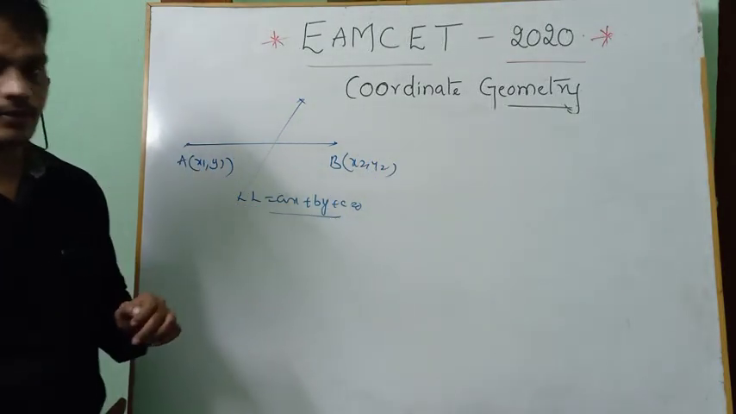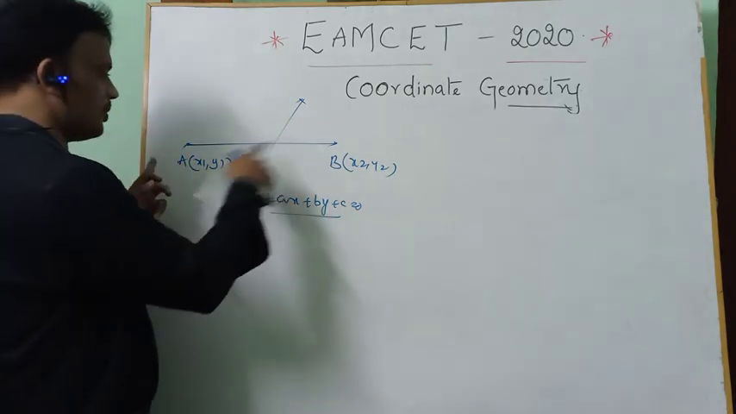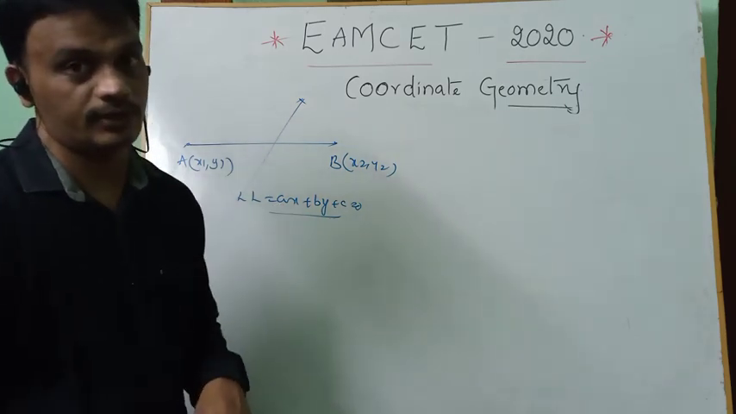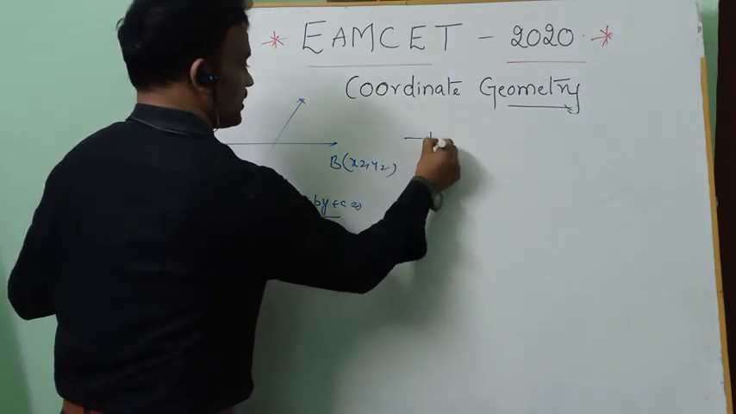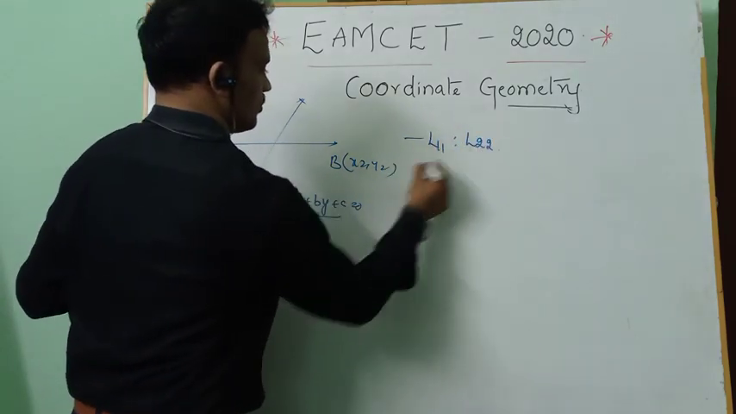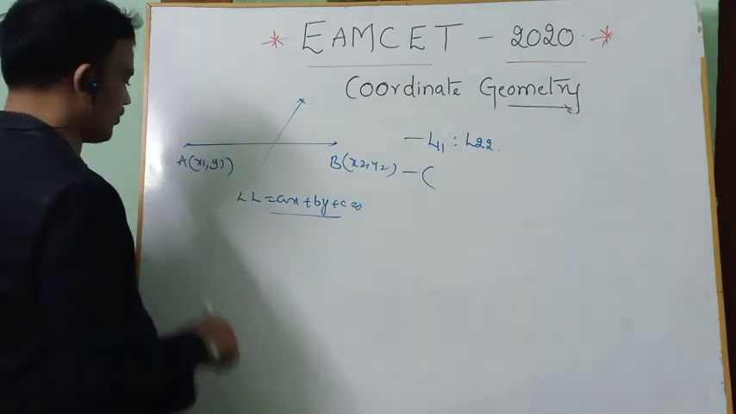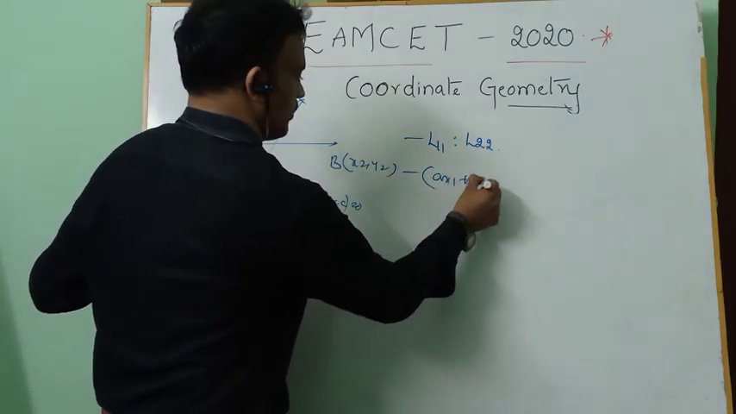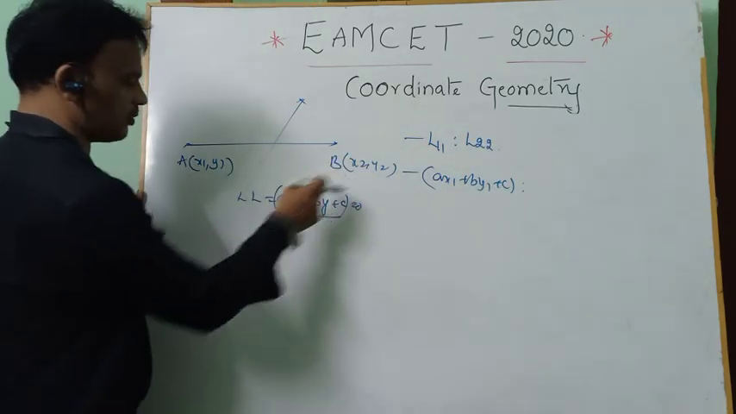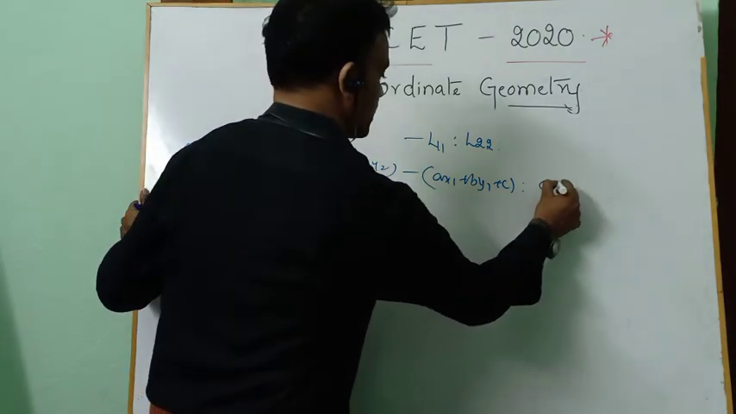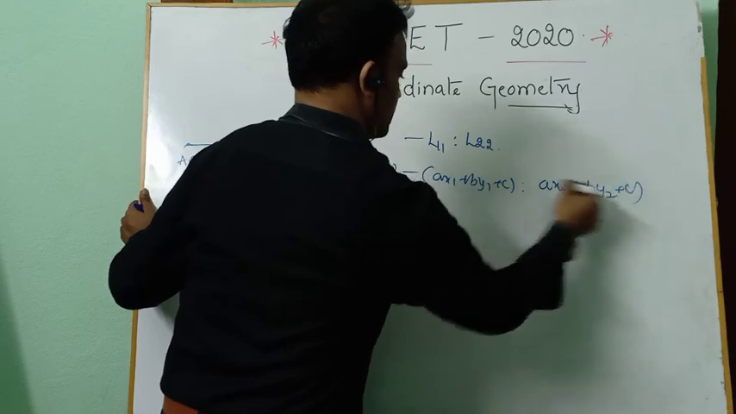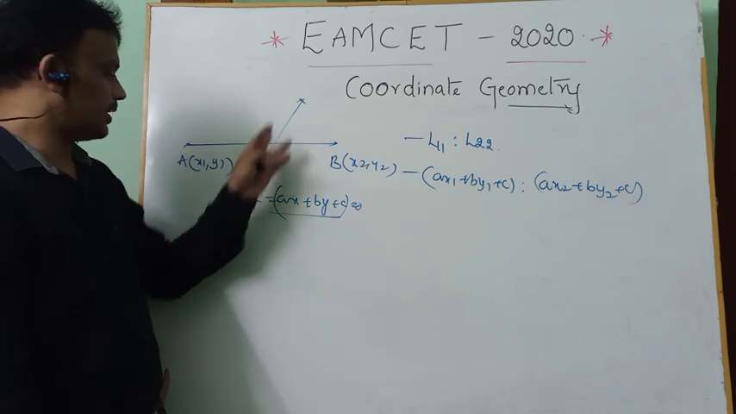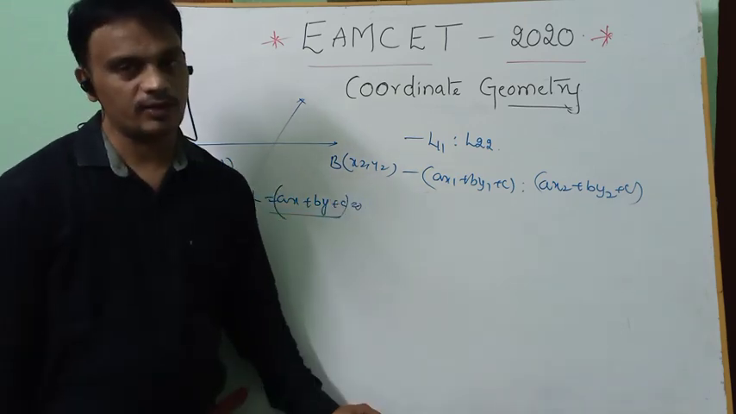Coming to the next concept, of course you know this one. The line segment AB is divided by the line ax plus by plus c equals 0 in the ratio of minus L11 is to L22. What is L11? L11 means the first point is substituted here, so that is ax1 plus by1 plus c. What is L22? The second point is substituted: ax2 plus by2 plus c. The line segment is divided by the line ax plus by plus c in the ratio of minus L11 is to L22.